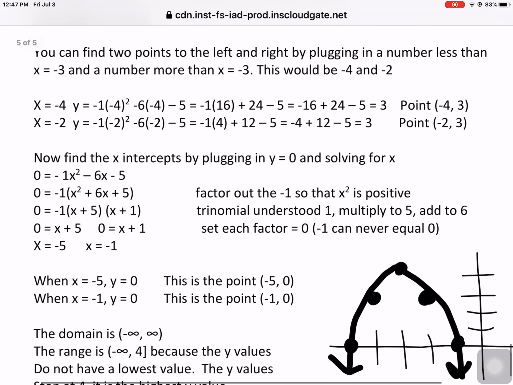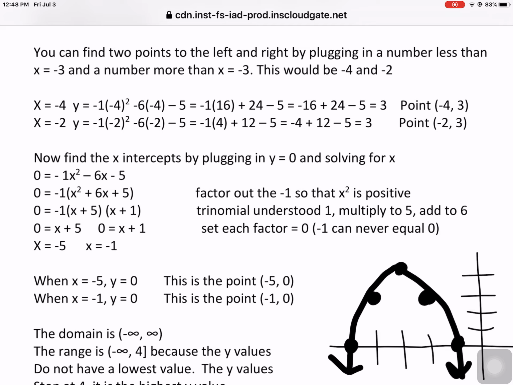You can find 2 points on the left and right by plugging in a number less than -3 and more than -3. That would be -4 and -2. So x equals -4, plug in. Y equals -1 times -4 squared minus 6 times -4 minus 5 equals -1 times 16. The -4 squared equals 16. In the middle, -6 times -4 is 24 minus 5. -16 plus 24 minus 5 equals 3. This is the point -4, 3.